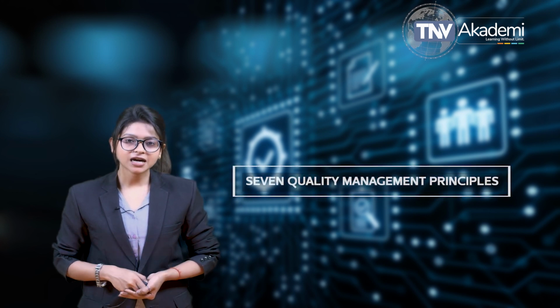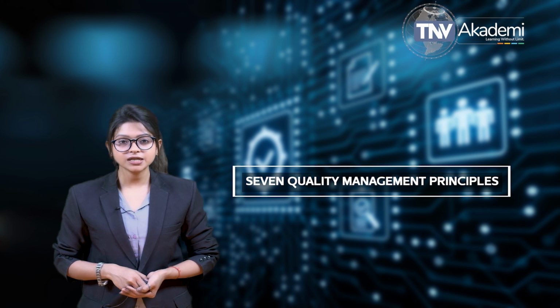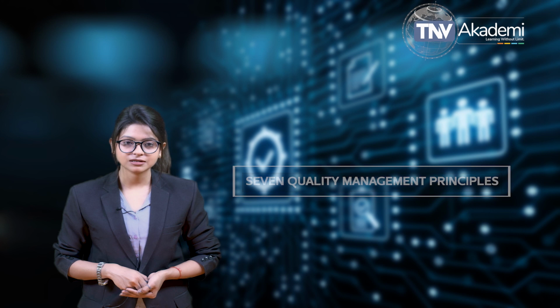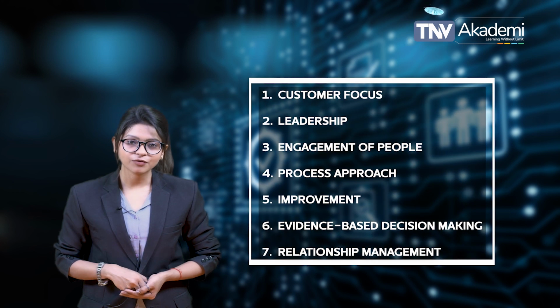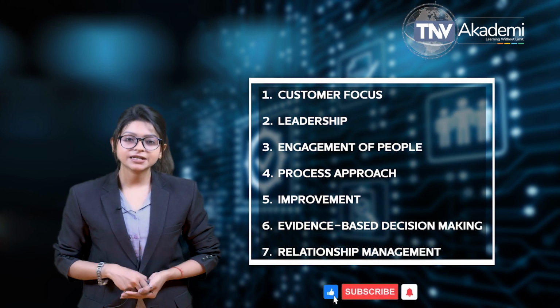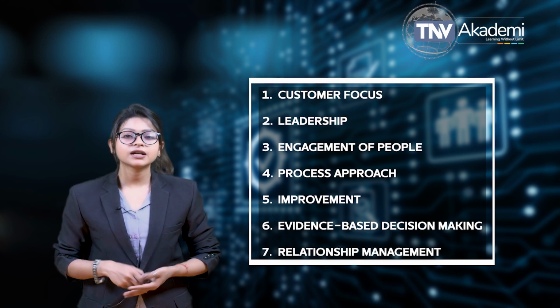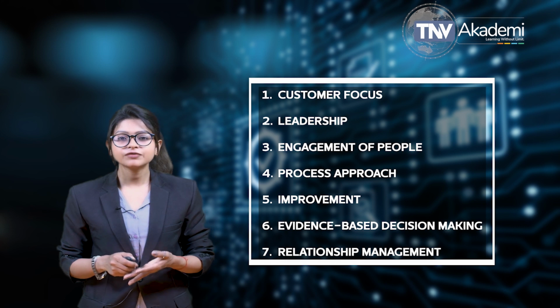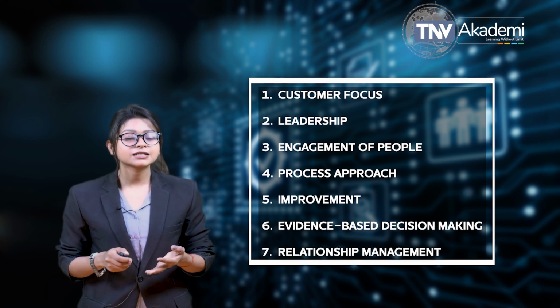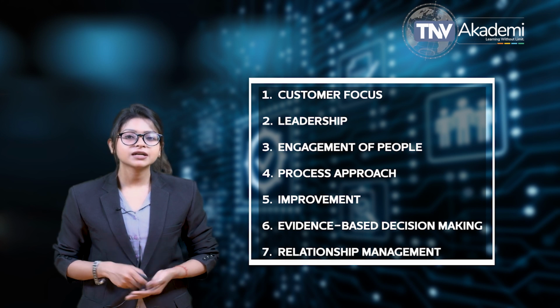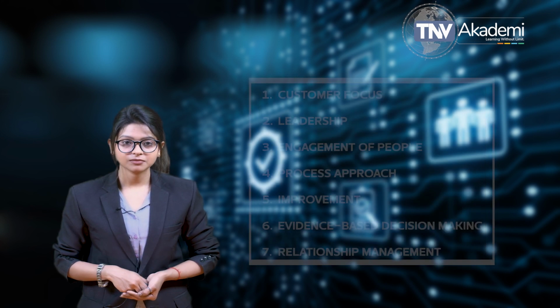The most recent ISO 9001:2015 standard is constructed around 7 quality management principles. The first one is customer focus. The second one is leadership. The third one is engagement of people. The fourth one is process approach. The fifth one is improvement. The sixth one is evidence-based decision making. And the last one is relationship management.